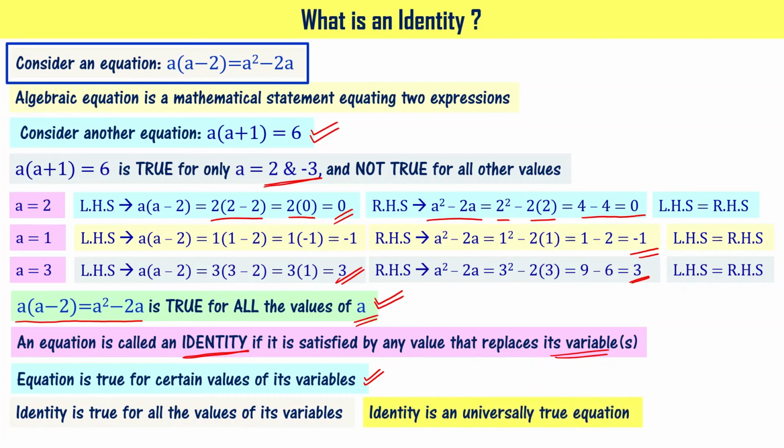Hence, we can say that identity is an universally true equation. An equation is true for only certain values of variables, whereas identity is true for all the values of its variables, right? Hence, identity is an universally true equation. Please note this.